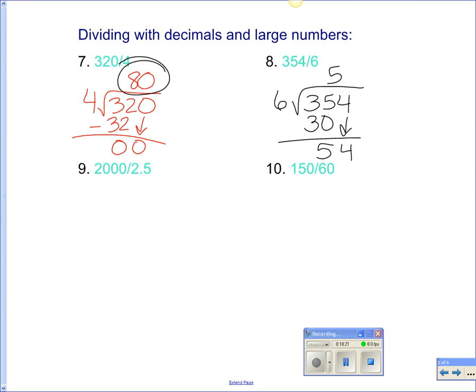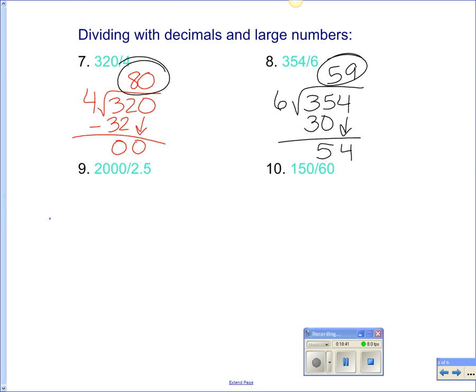And Summer, 6 into 54, kind of putting you on the spot. Oh, 9. Sorry, I didn't know what you were asking. All right, goes in 9. 6 times 9 is 54, so your answer is 59.